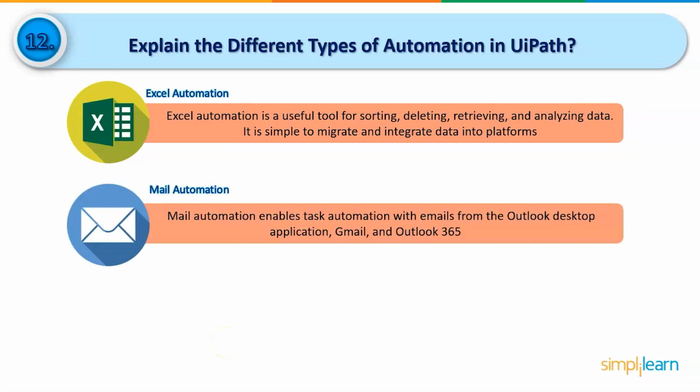Mail automation enables task automation with emails from the Outlook desktop application, Gmail, and Outlook 365. Add the activities that use data from the account inside the resource activity after adding the account to the automation as a resource using a Use Outlook 365, Use Gmail, or Use Desktop Outlook App activity.